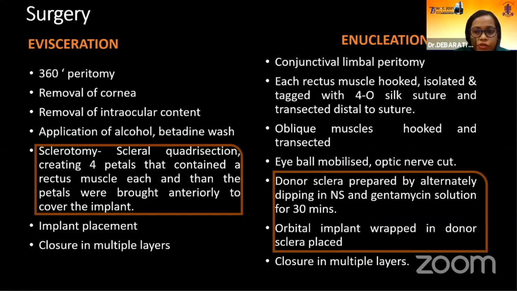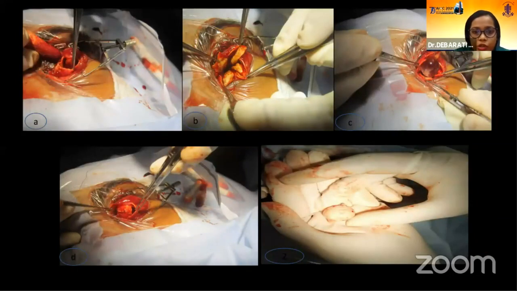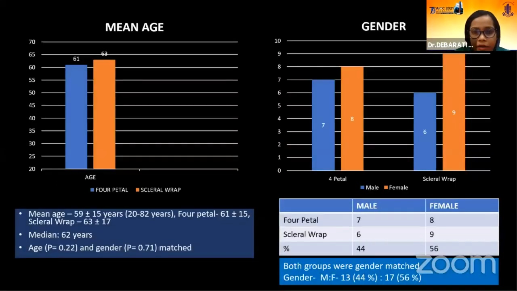Now, the steps for enucleation and evisceration were similar to the conventional one, except that sclerotomy was done with scleral quadrisection and donor sclera was wrapped in orbital implant. So this is the procedure for four petal, and the last one is the orbital implant wrapped in sclera.